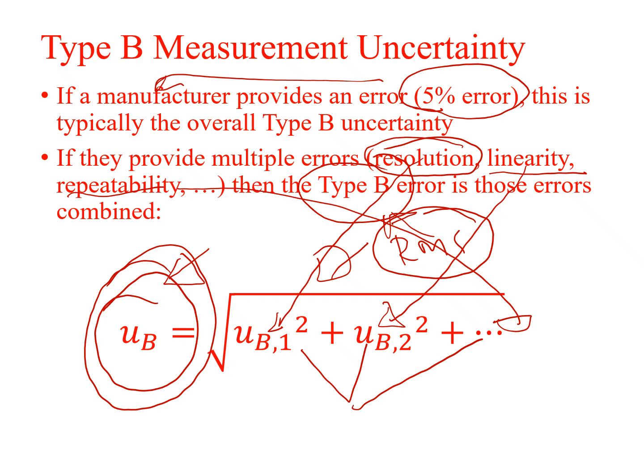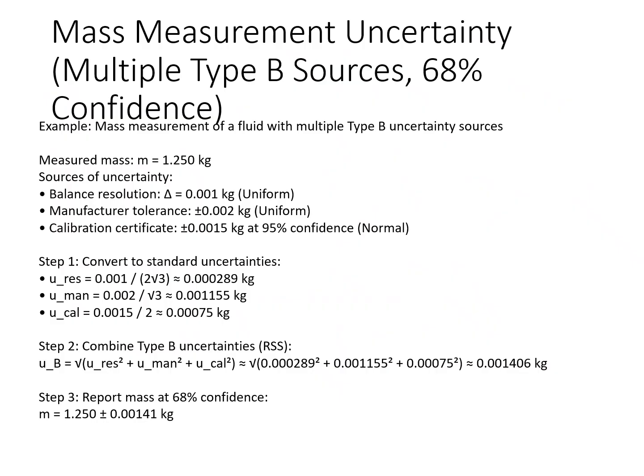But if you have many, like in these examples, you are measuring a mass and you have a source of uncertainty. One is due to resolution. So again, you follow the same method, like here, 2 root 3 or square root 12. And this is related to the uncertainty for the resolution. You have a manufacturer tolerance. This is the plus minus. Again, this is for uniform distribution, and this is the formula. So you are getting uncertainty due to manufacturer tolerance, and this is due to calibration.